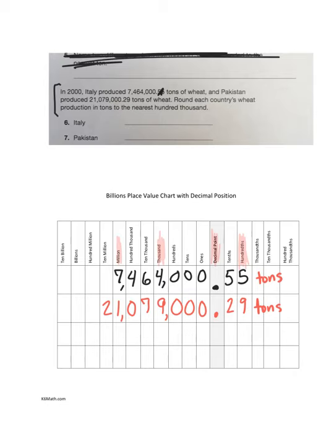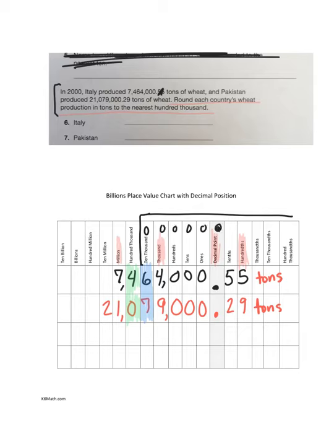And now the instructions tell us to round each country's wheat production in tons to the nearest 100,000. So we're going to round both of these to the nearest 100,000, which is this digit here. And in order to do that, we're going to use the digit in the 10,000s place to help us round. All of these digits that come after the 100,000s place are going to revert to zeros. 0, 0, 0, 0, 0, 0.